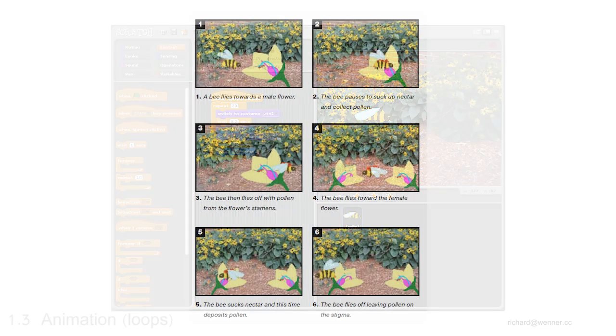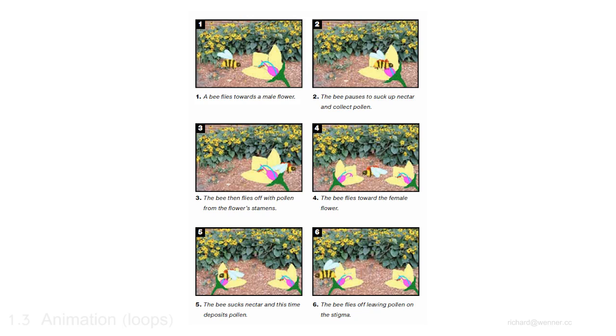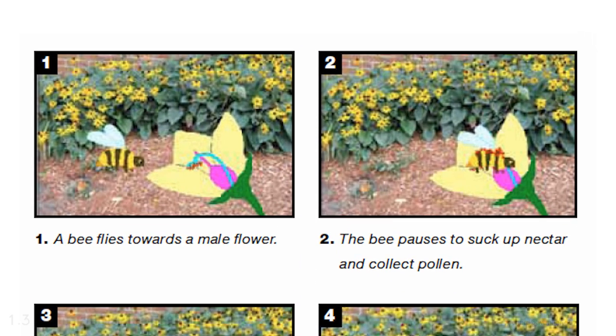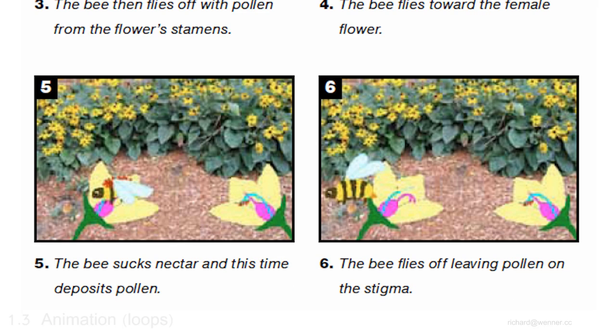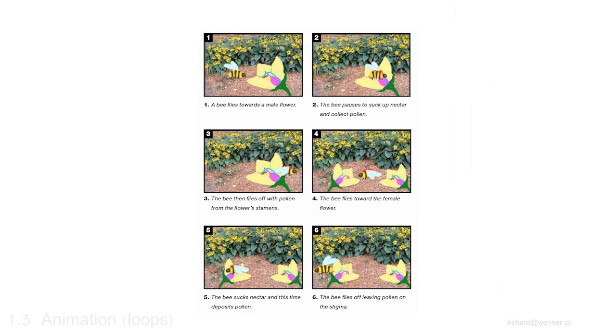This is the storyboard of my pollination project. I added 2 more costumes to my bee sprite to show it carrying pollen, and I have drawn a flower sprite with some stamens in blue. But I didn't want to stop there. I wanted the bee to visit a second flower, a female, from the other side of the screen.